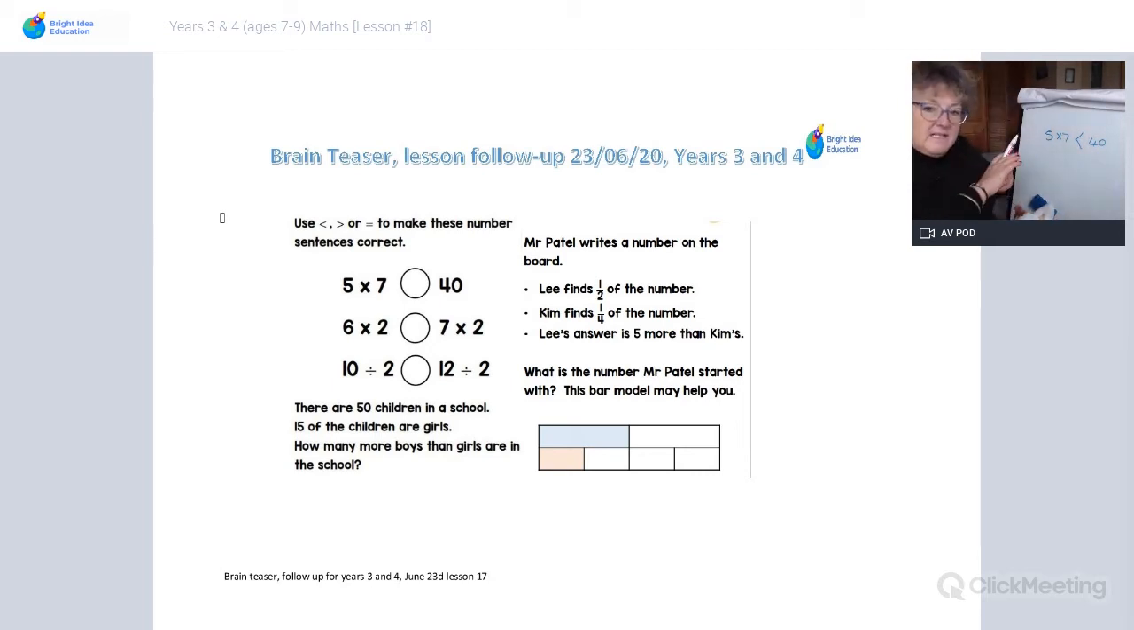So the next one, 6 twos and 7 twos. Well, do we even need to work that out? Do we even need to say what are 6 twos, what are 7 twos? Well, 6 twos is going to be less than 7 twos, isn't it? Because 7 twos is another jump of 2. So 6 twos is less than 7 twos.